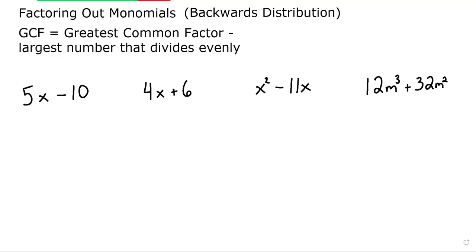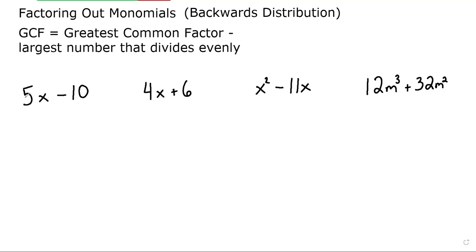In this video, we're going to be factoring out monomials, which I call backwards distribution. In order to do this, you need to know another vocabulary term called the greatest common factor. Sometimes you see it shortened down to GCF, and that just means the largest number that divides evenly into both terms. So for example, here we have 5x minus 10.